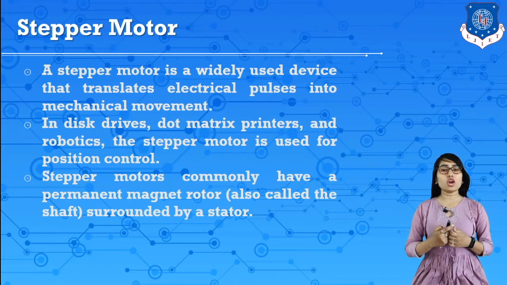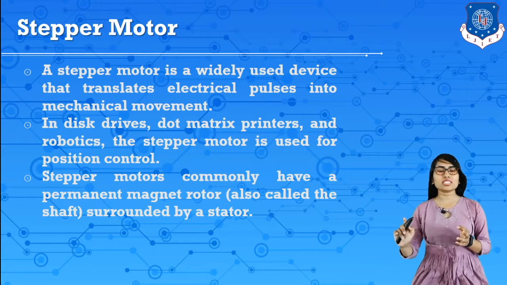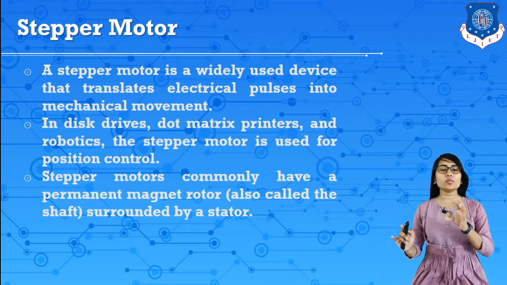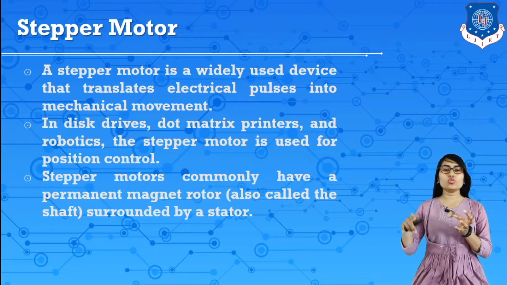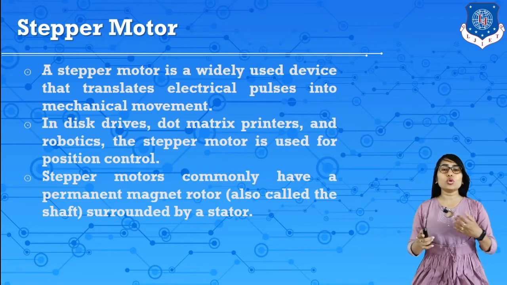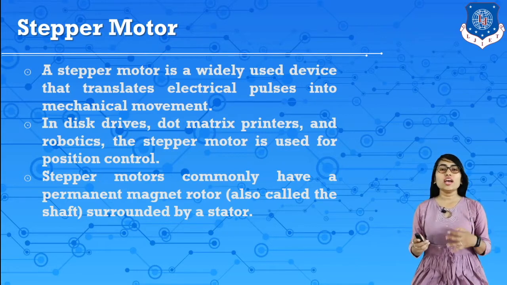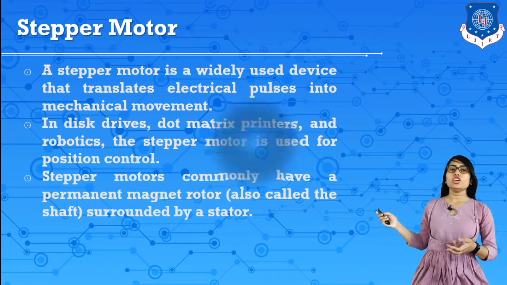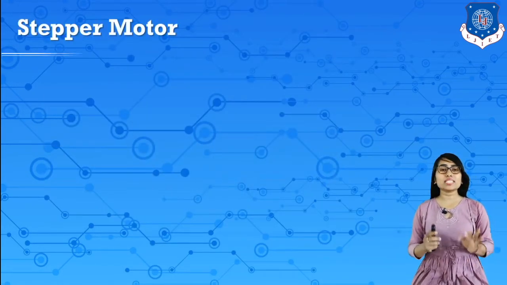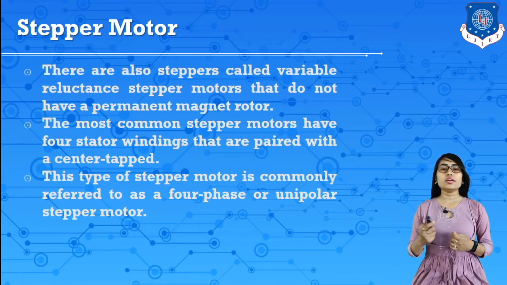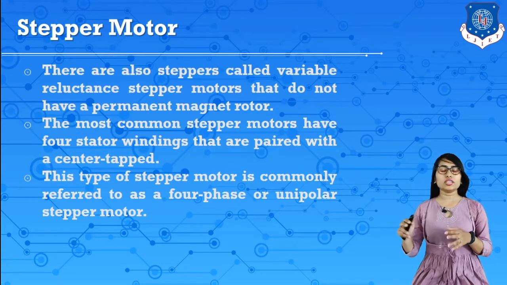Stepper motors commonly have a permanent magnet rotor, also called a shaft, surrounded by the stator. So in a stepper motor there is one rotor and one stator. This permanent magnet rotor can be controlled with the stator and it provides position control and converts electrical pulses into mechanical movement. So this stepper motor is basically used in a variety of circuits.